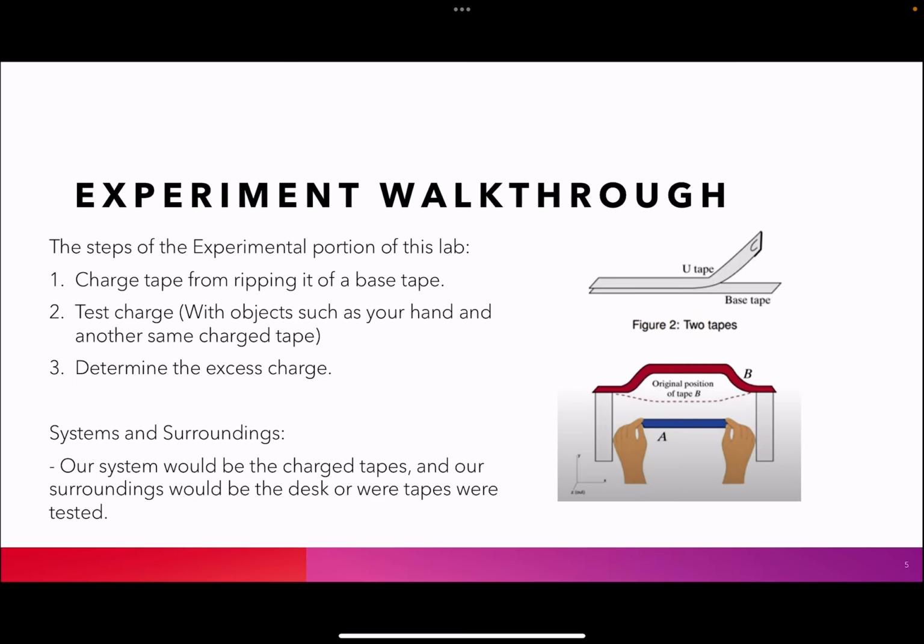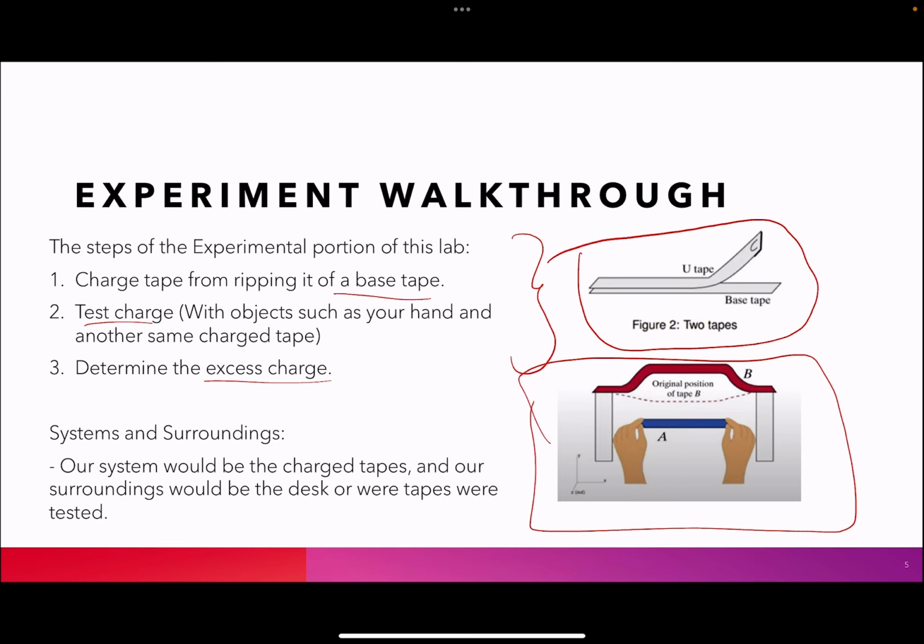So this is our experiment walkthrough. For this part, we used this model. So we're going to rip the tape off the base tape, test charge it, and determine excess charge. But for the second part, we used this one, where we used two charged tapes and saw what the distance was when they repulsed. So our system was our charged tapes, but our surroundings would be everything around it, such as the desk and where the tapes were tested.